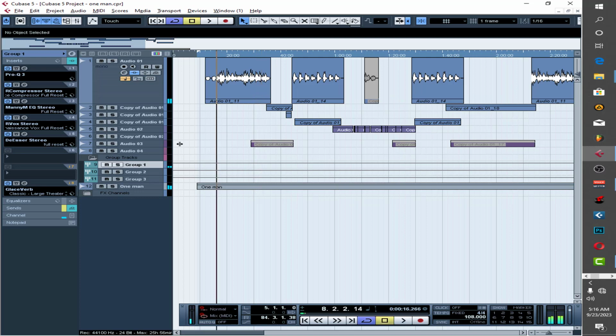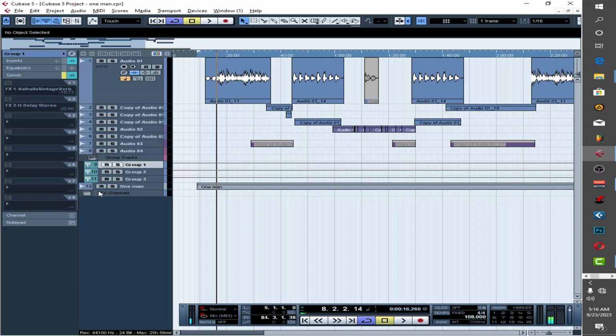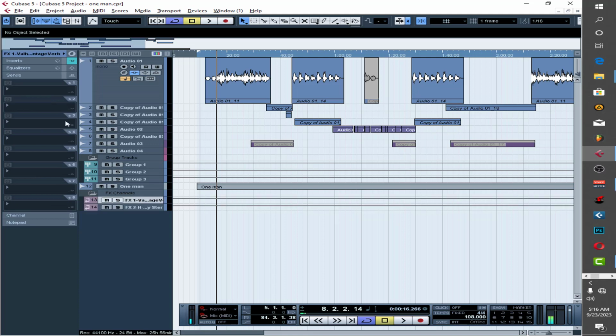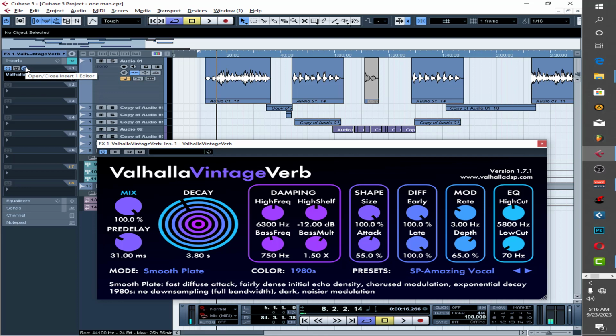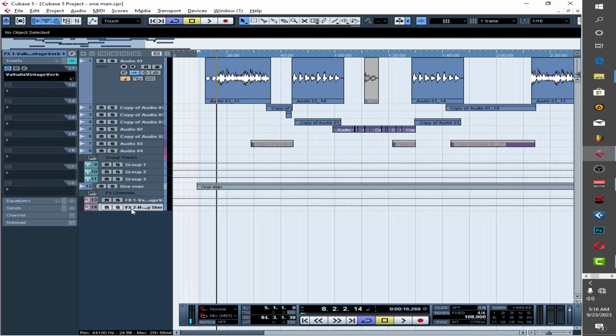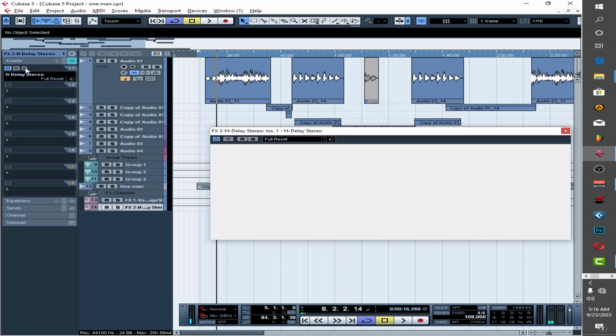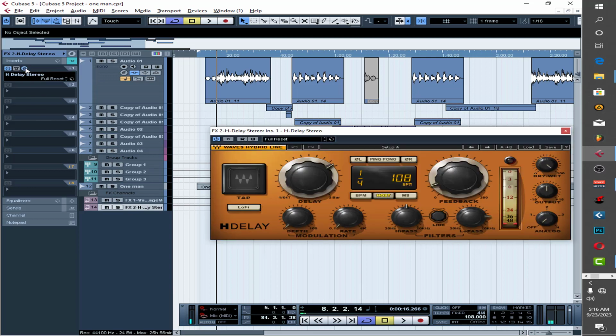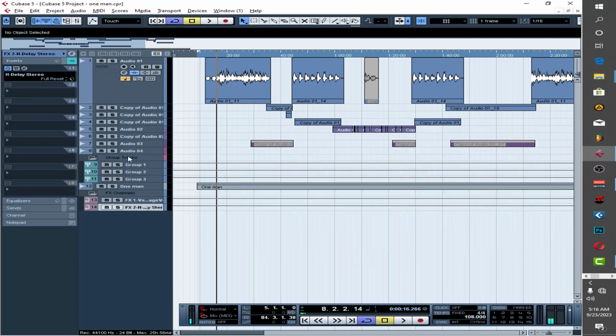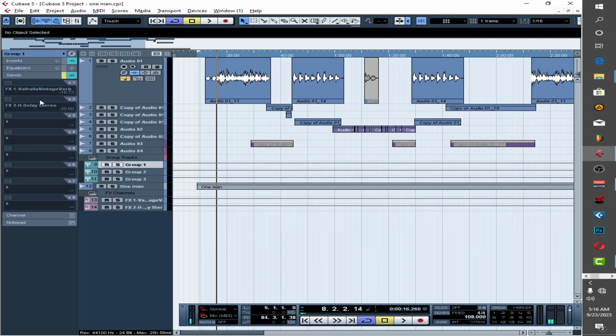Okay, so this is my reverb. My reverb is just Valhalla reverb, and these are the settings on it. Then my delay is from a Waves plugin, and these are the settings on it. Then I just do a send. I sent it to the vocals here, so we have this at -18, then the delay at -20.